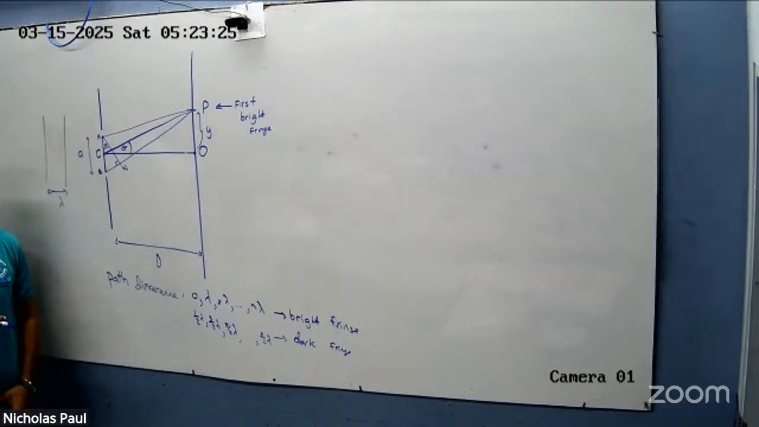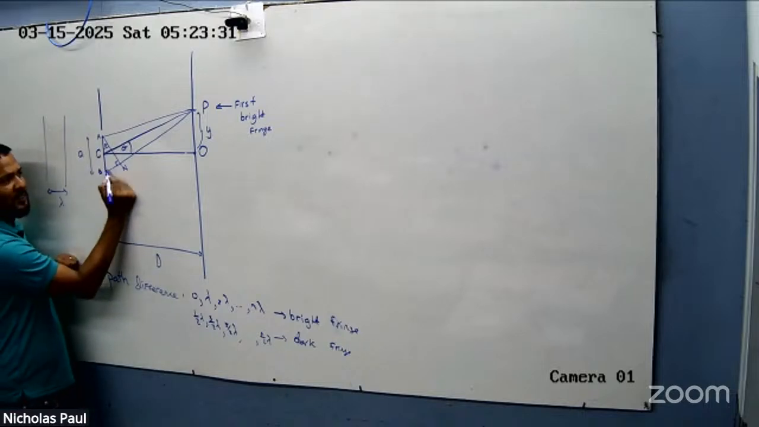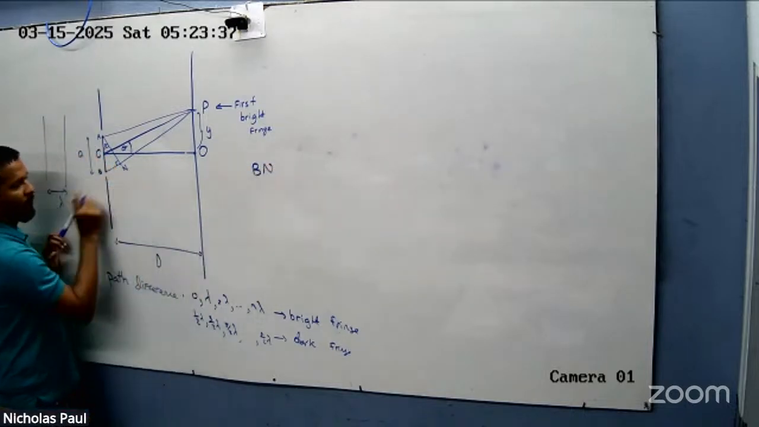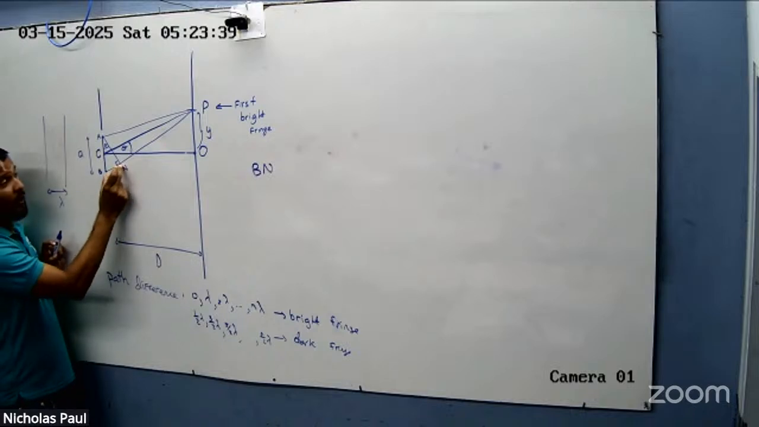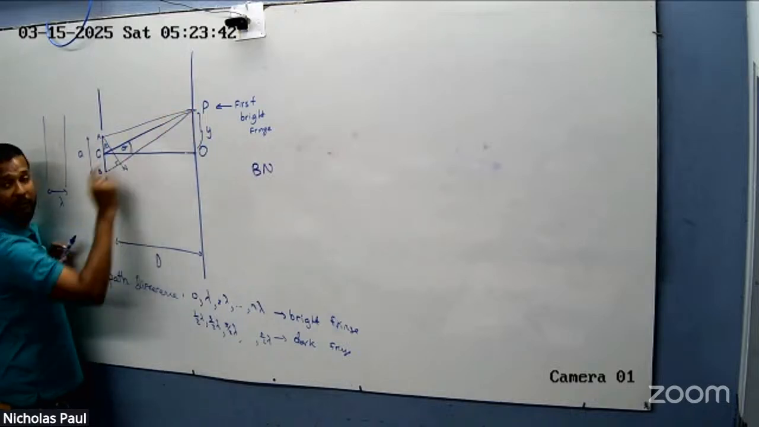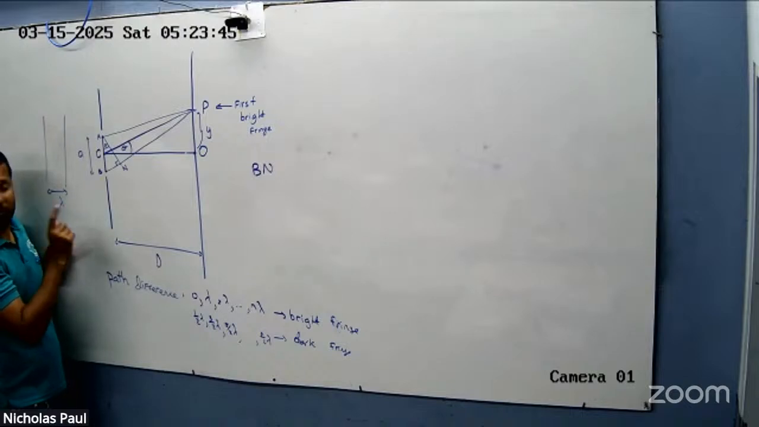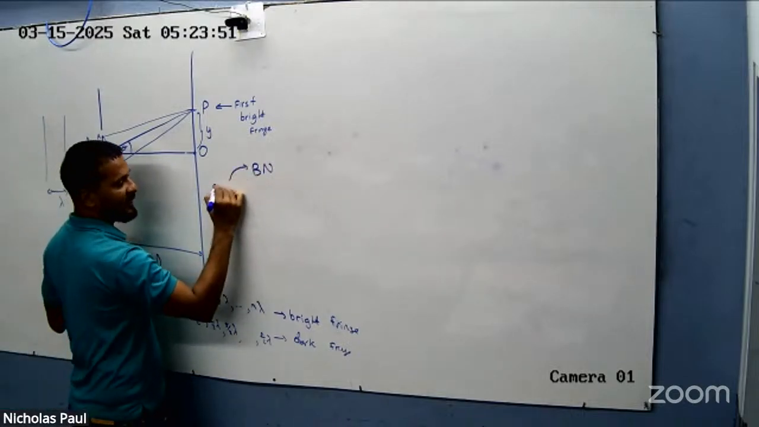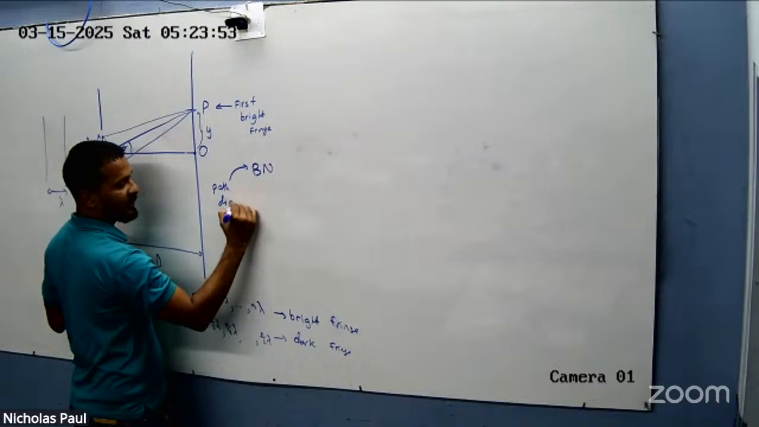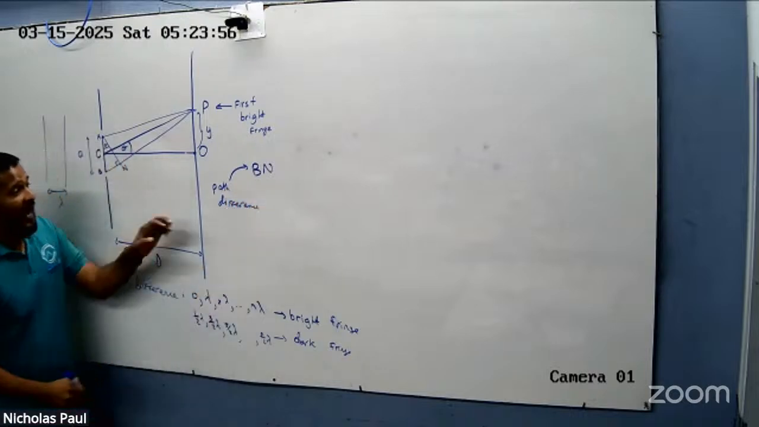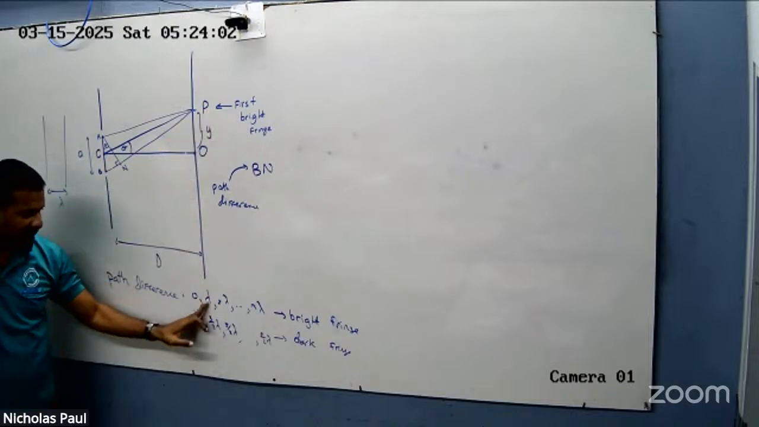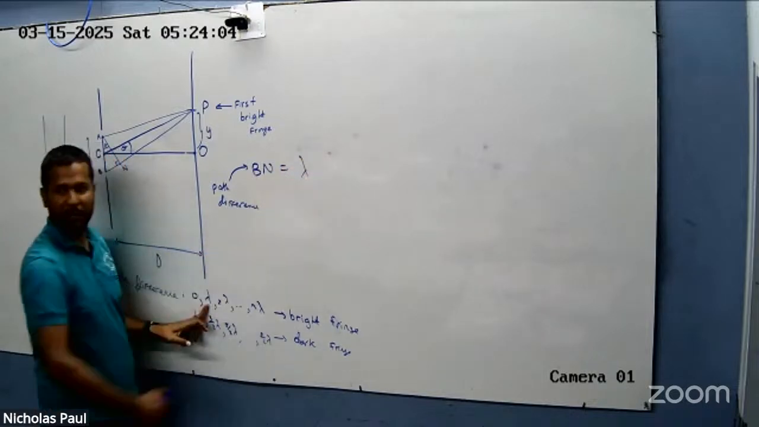But here's what I want you to see. You're watching? Everybody watching? And here this is very important. What's this here? BN is what? That's the difference, right? So BP is longer than AP, correct? By how much? By that. So this BN is your path difference. And since it's the path difference for the first bright fringe, then that corresponds to lambda.